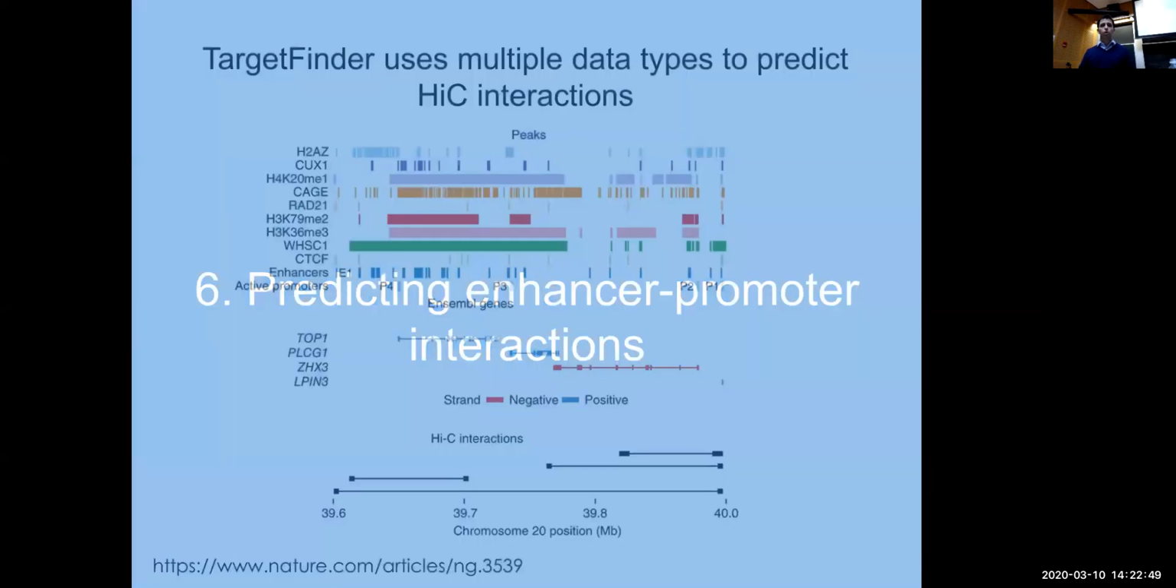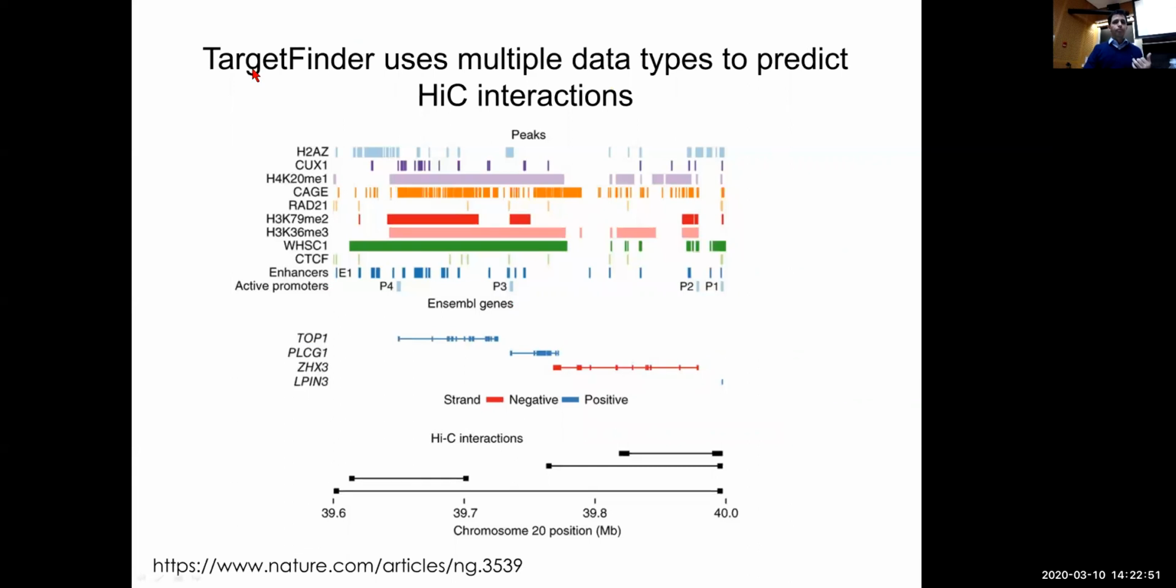So TargetFinder, developed by the Pollard lab, Katie Pollard, uses all of these different data types to directly predict Hi-C interactions. It's basically saying, great, I have all of this one-dimensional information on many, many cell types, but I only have three-dimensional looping interactions on a small number of cell types. What if I could predict these looping interactions from these data? Raise your hands if you're with me on this one.